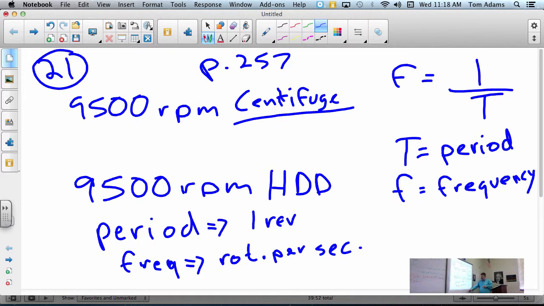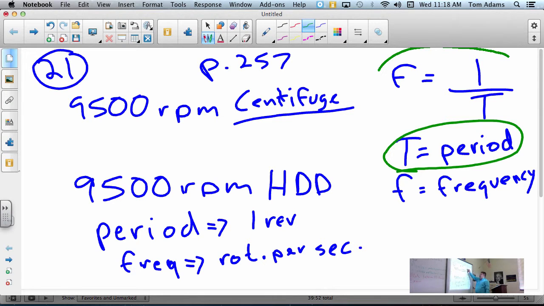So they're asking for the period, which is the time it takes to complete 1 revolution. Does that make sense? And frequency is the number of rotations per second. Now they vary inversely, and this is their mathematical relationship. All right? So the reciprocal of the period is the frequency and vice versa. Well, what they gave us was RPMs, and it's the same RPM for both of them.